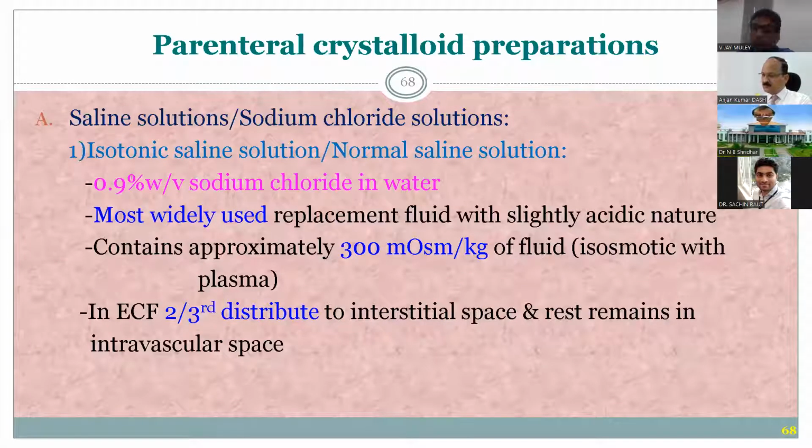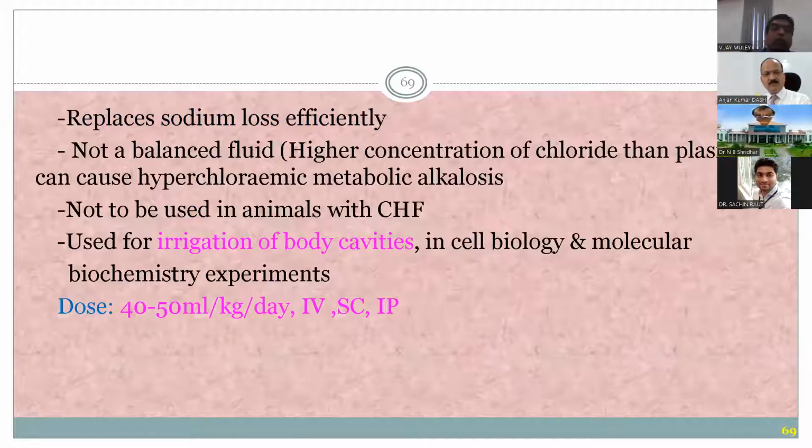And parenteral crystalloid preparations are also available. They are also called saline solutions or sodium chloride solutions. It's usually 0.9% weight by volume sodium chloride in water, also called normal saline. These are the most widely used replacement fluids, slightly acidic in nature, and contain about 300 milliosmoles per kg of the fluid. Extracellular fluid distributes 2/3 to the interstitial space and the rest remains in the intravascular space. Hence, these are very much required for replacement therapy.